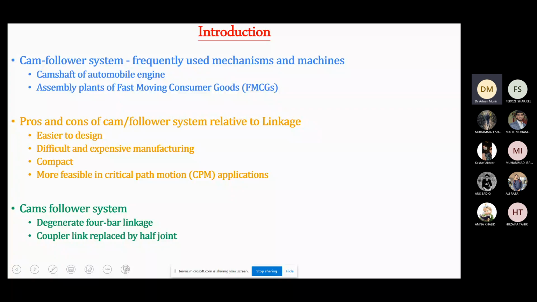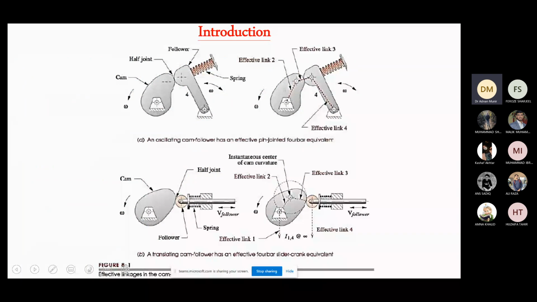The cam follower system, as we discussed in the last lectures, is a degenerate of a 4-bar linkage. So we can use the linkage transformation rules to find an equivalent system of a cam follower system. In that case, the coupler link is replaced by a half joint. Now you can see here two examples of a cam follower system. Let's discuss the one on the top first.